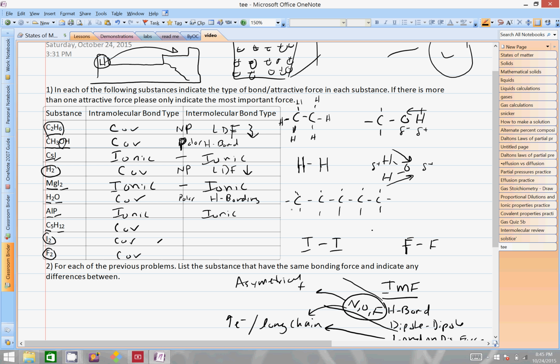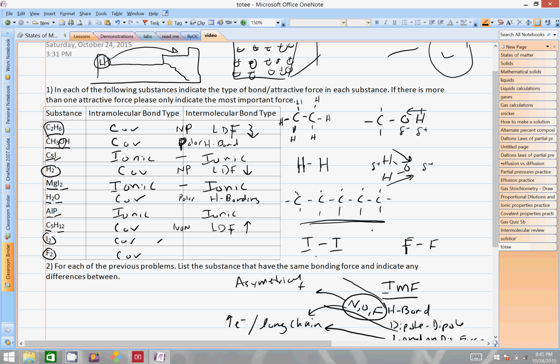I've got a 5-carbon chain, no highly electronegative atom. Electrons will spread evenly throughout this molecule, and I have, in this case, covalent bonding. It's non-polar, with London dispersion forces. And I'm going to say this is starting to pick up a little bit more because of our long chain. We'd likely be a liquid with this chemical.